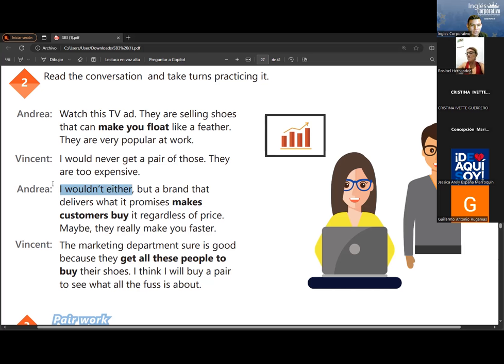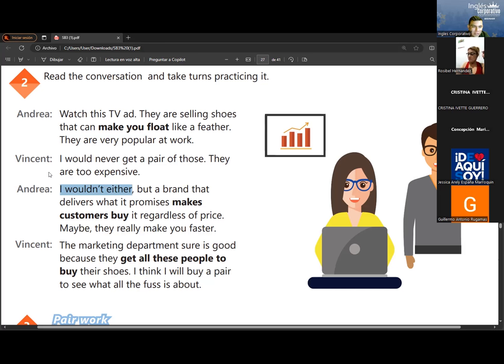Negativo. Yo tampoco. Por ejemplo, yo no voy los sábados a trabajar. I don't go to work on Saturday. I don't go neither. Yo tampoco voy. No va a decir I don't go too. En ese caso sería neither or either. También se puede decir either, va a depender de donde lo utilicen. I wouldn't either.